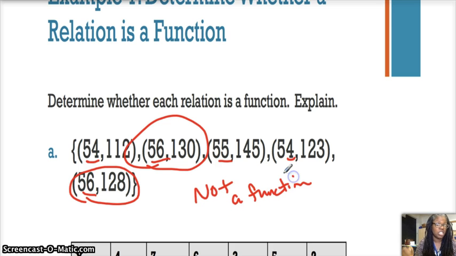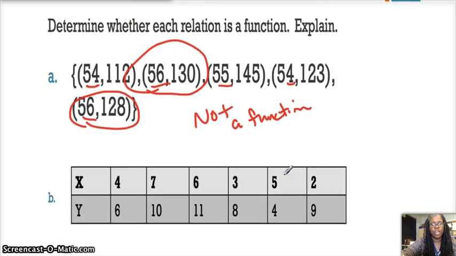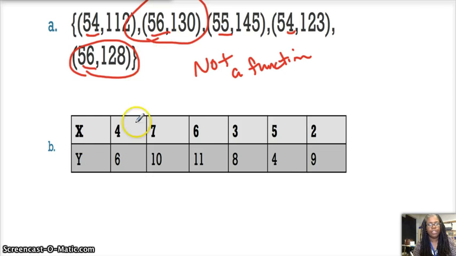And the explanation, I just gave it to you. 56 is being mapped to 2 different things. All right, so let's look. Here's another way of writing a relation, and this relation is written in table form. So x is 4, y is 6; 7 to 10; 6 to 11; 3 to 8; 5 to 4; 2 to 9. Notice that there's no repeating here in terms of the x values. Since one x value is not being mapped to more than one y value, we're good to go. It is a function.